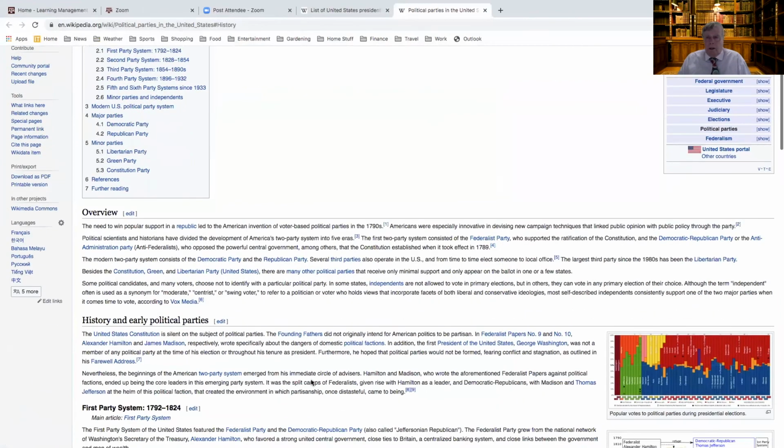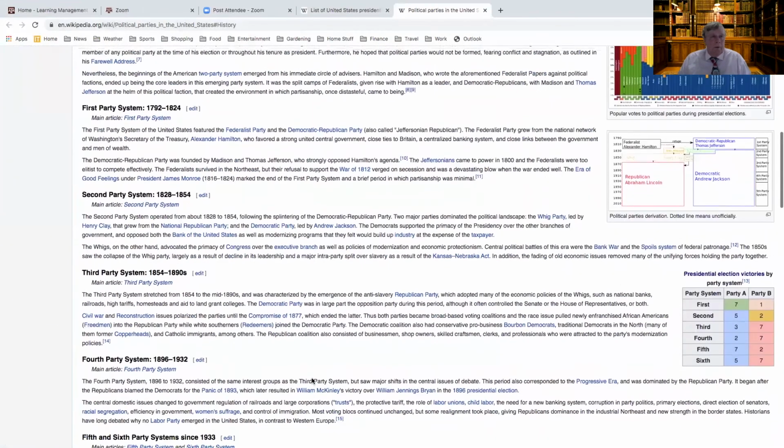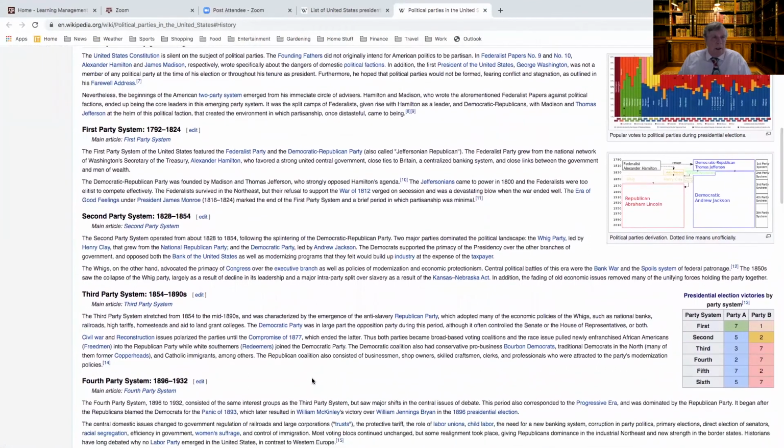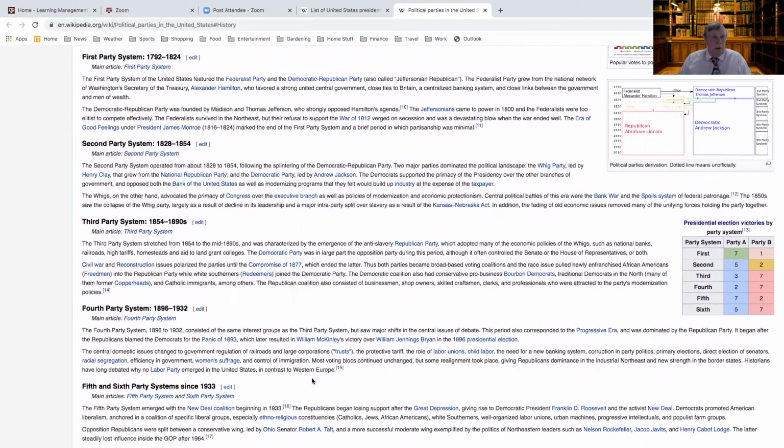Okay, so the thing I would point out on this page is the division of the political parties into party systems. The first party system lasted from 1792, which is during the first Washington administration, to 1824, which was the election, which was the period prior to John Quincy Adams being elected. And it featured the Federalist Party and the Democratic Republican Party, and the two competing parties there were those two parties.